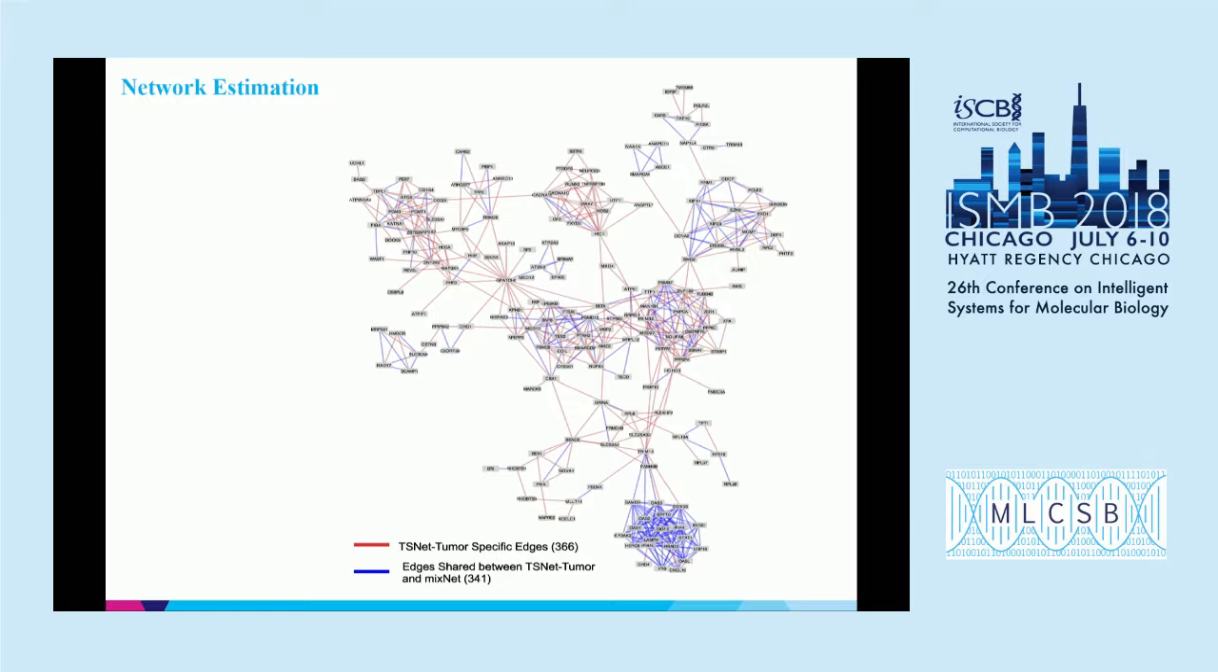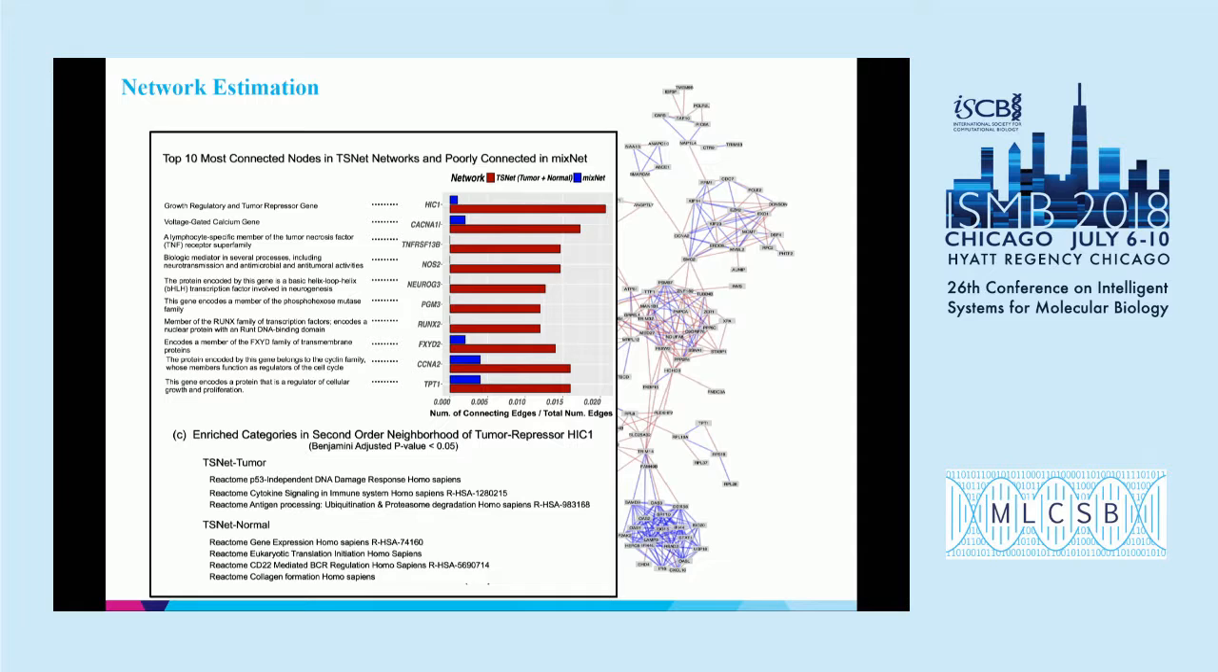And here you have in red the TSNet tumor-specific edges versus in blue the edges shared between TSNet tumor and MixNet. So in summary, you can find more information in the paper, but basically we showed that in our TSNet, some tumor-related genes and tumor repressors like HIC1 were hub genes in our networks, but not in MixNet, using the standard graphical lasso. Actually, HIC1, which is a tumor repressor, was a hub gene in both TSNet normal and TSNet tumor.